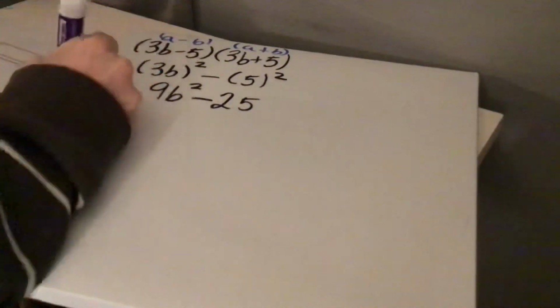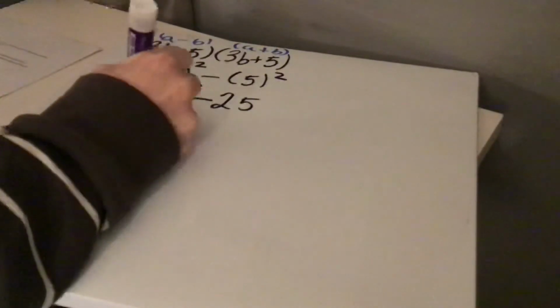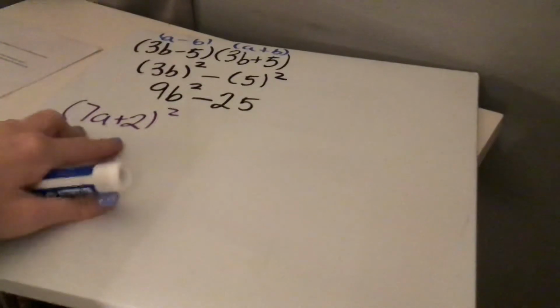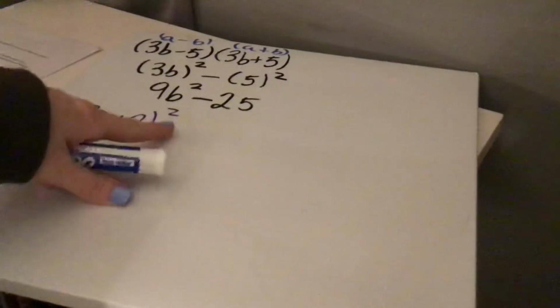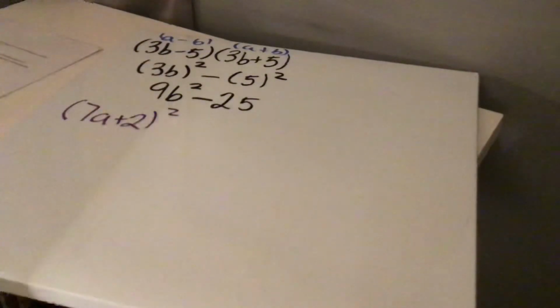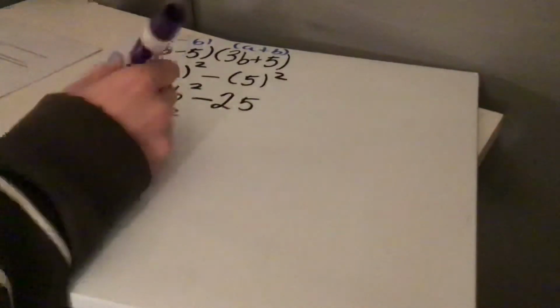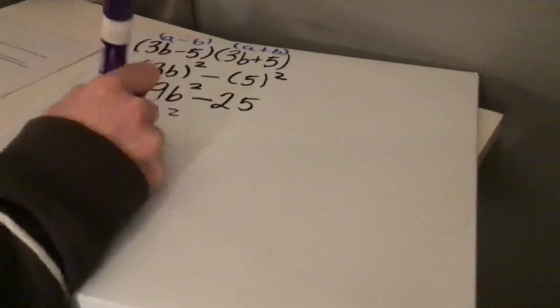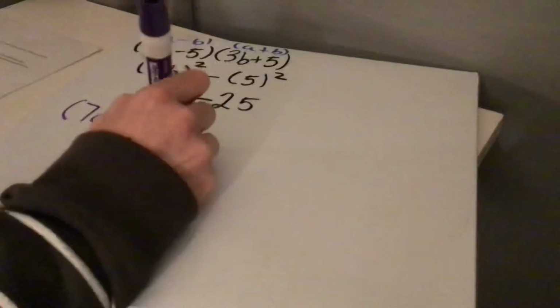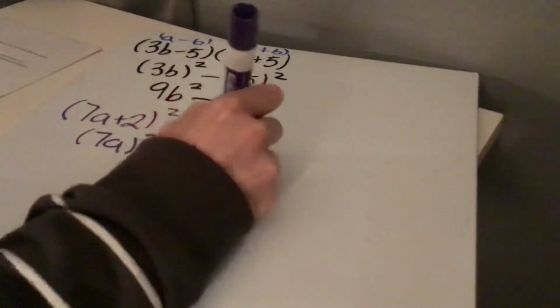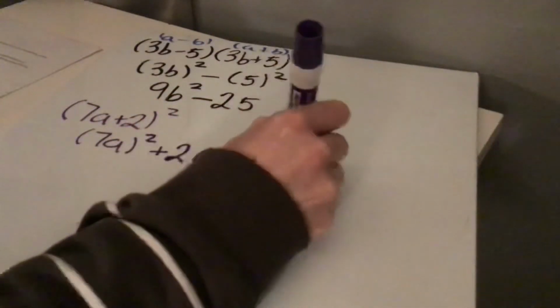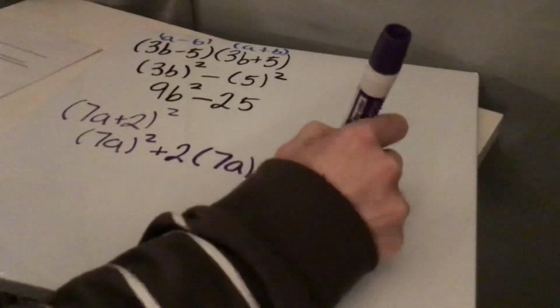7a plus 2 quantity squared, right? So again, it's one binomial. We're raising it to the second power. So it falls into that square of a binomial pattern. So that means we're going to take the first one and square it. Then we're going to add 2 times the first one times the second plus the second one squared.